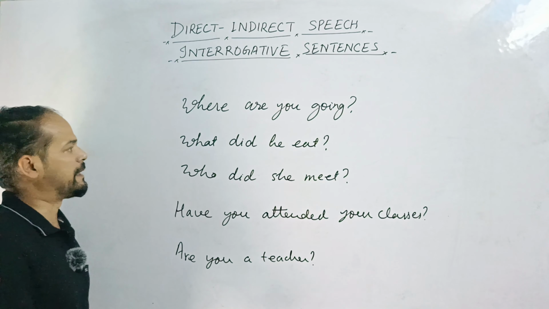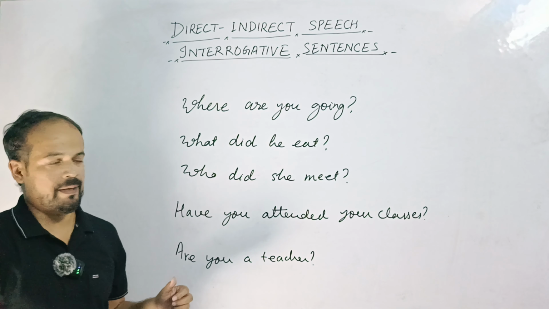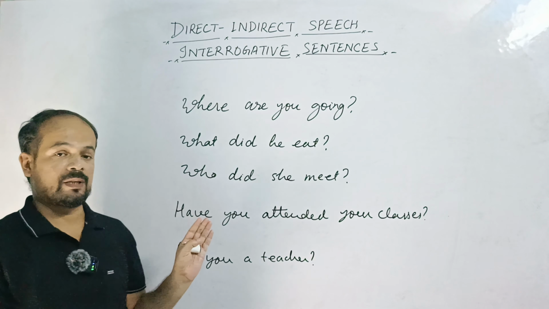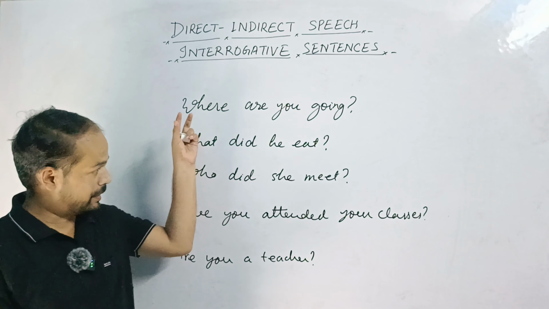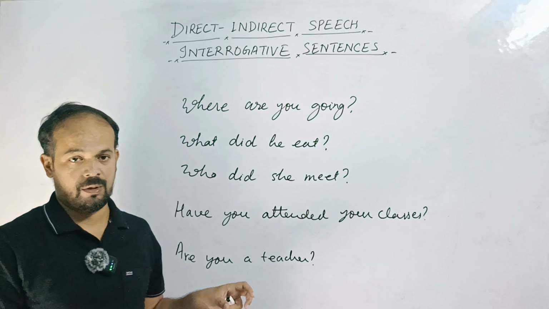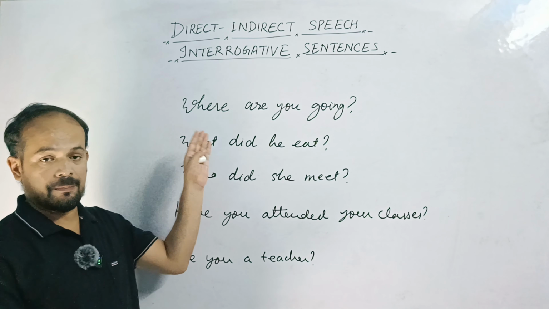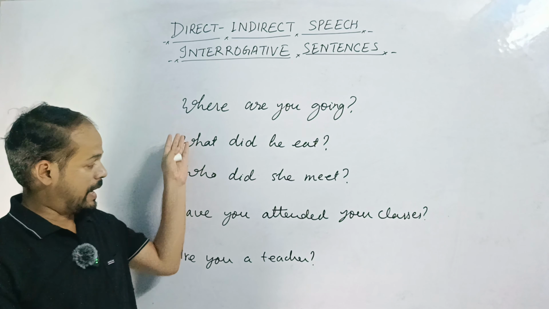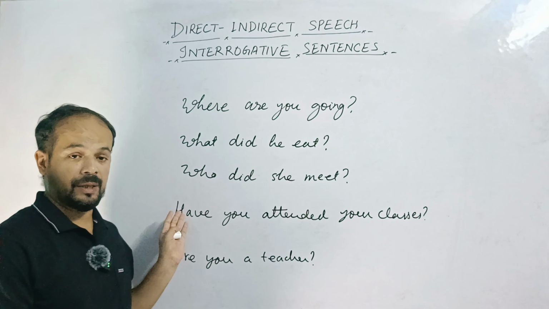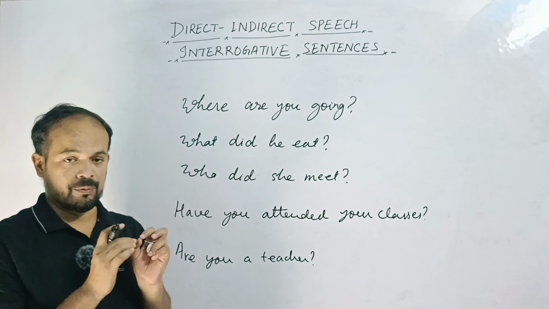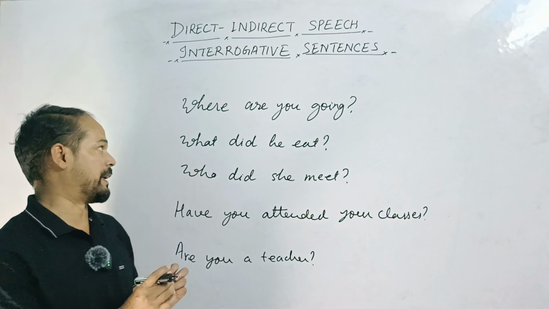Now children, you can see that I have written down some random questions here. Now when we change direct speeches containing interrogative sentences into indirect speech, first of all we notice that there are two types of questions. One type is starting with the question word and the other type is starting with the helping verb or the modal auxiliaries. For both kinds of questions we have two different rules that we have to keep in mind, okay.